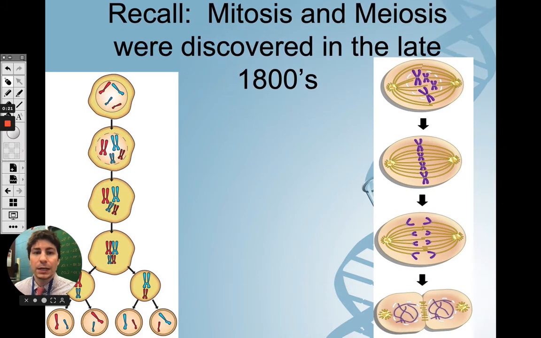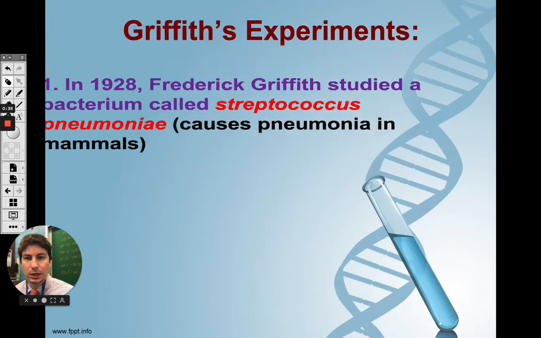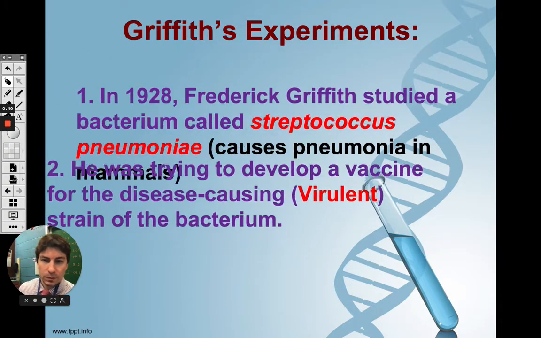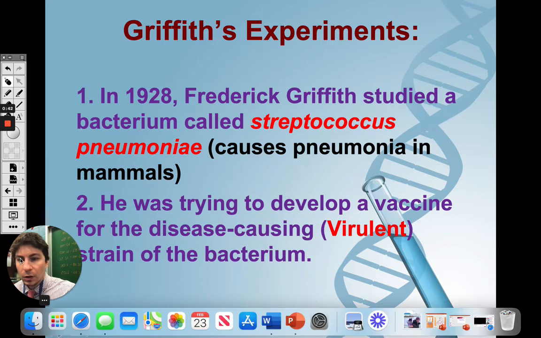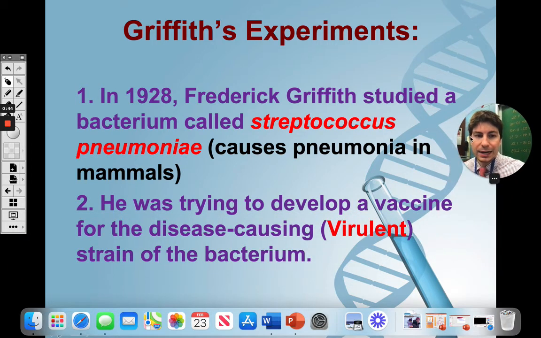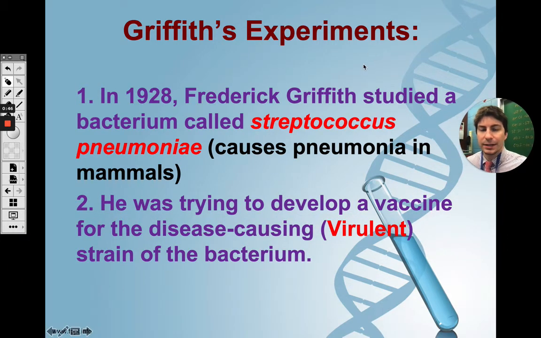So if you remember, not last chapter, the chapter before last was all on mitosis and meiosis. Now, this was not discovered until the late 1800s. So keep that date in mind, late 1800s, almost the 1900s, all right? So right around that time, when we didn't know everything there was with mitosis and meiosis, there was a bunch of different scientists.